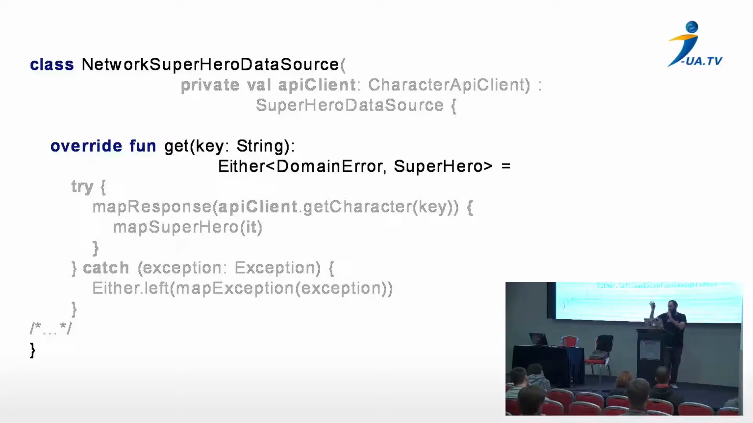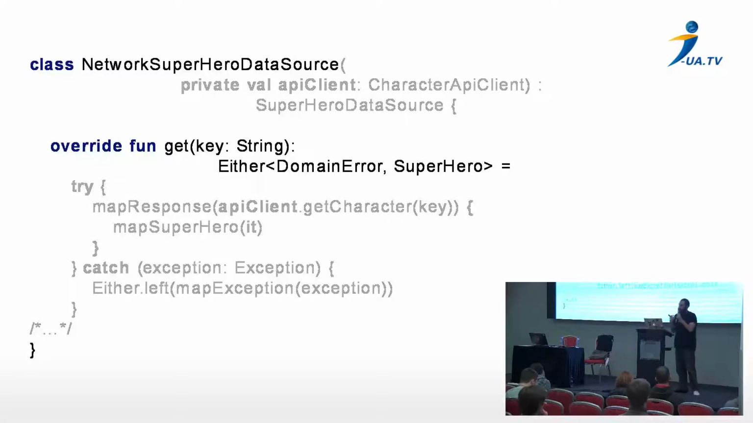Well, you have one or two or whatever, you can put in lines, and it's easy to read, it's magic, okay? And I'm going to call the map superhero with it. It may be related to the value of the lambda. In this case, it's related with the response to API get character.